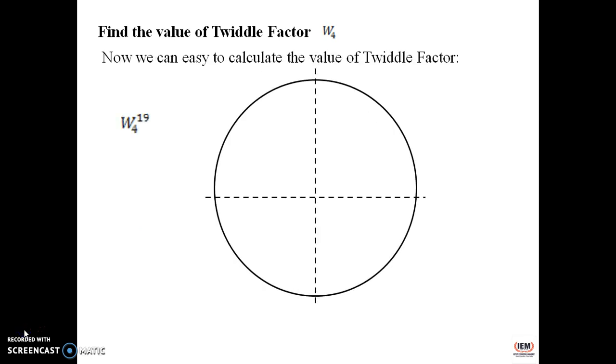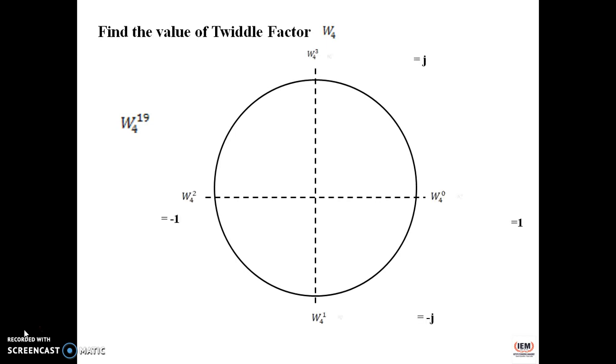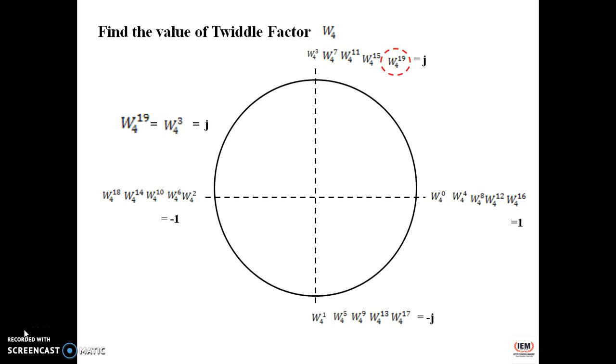The same applies to the case of 4-point. If we try to find W194, here we consider, and in the case of W34 the similar value is W194, that is j. Thank you.